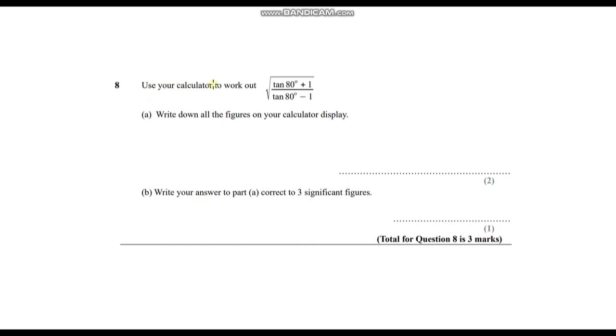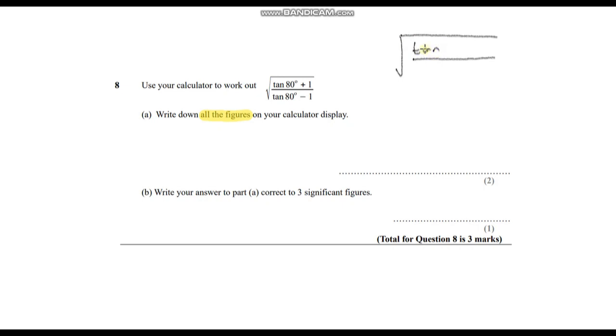Question 8. Use your calculator to work out this calculation here. Write down all of the figures on your calculator display. So this question is just testing your ability to use a calculator. It's the square root of this fraction. So the first thing you need to type into your calculator is the square root button. Now type in the fraction button, because we've got a fraction here, and make sure your cursor is in the numerator. You're going to type in tan.